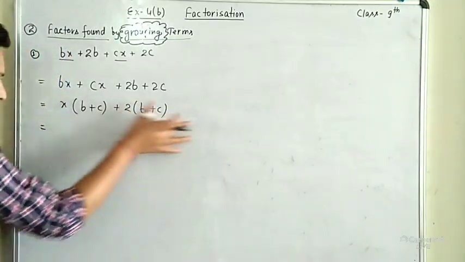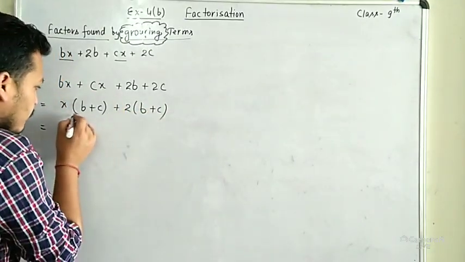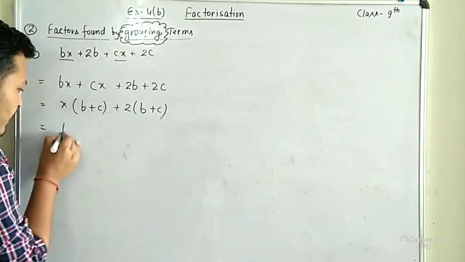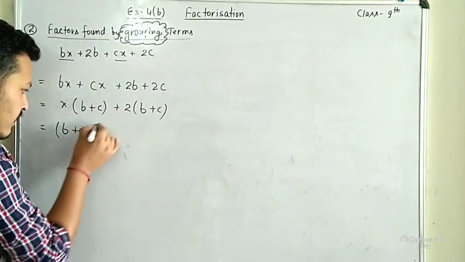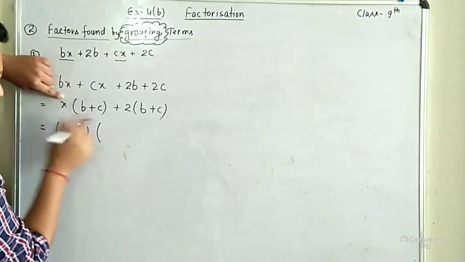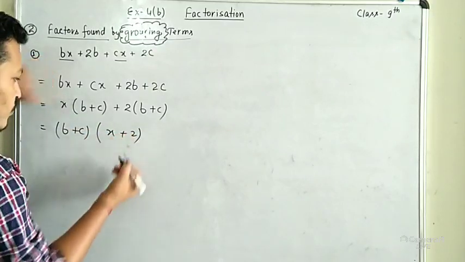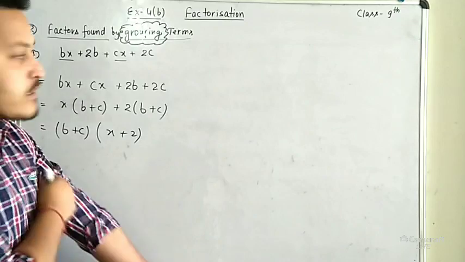Now in the whole algebraic expression, which thing is common? This whole b plus c is common again. So b plus c is common out, so what will remain here? x will remain and second will be 2. So the answer is b plus c into x plus 2.